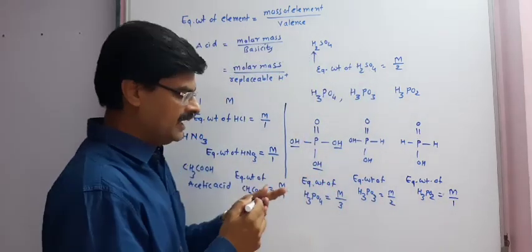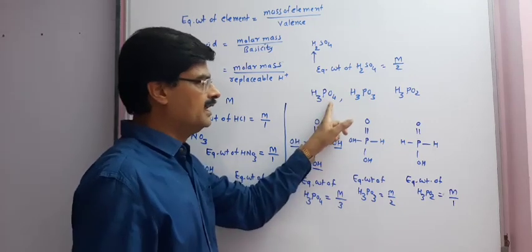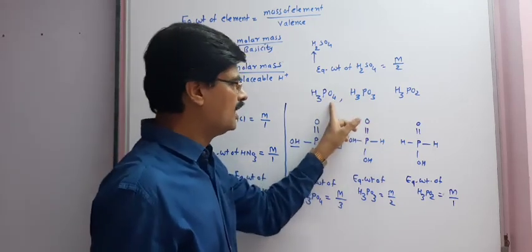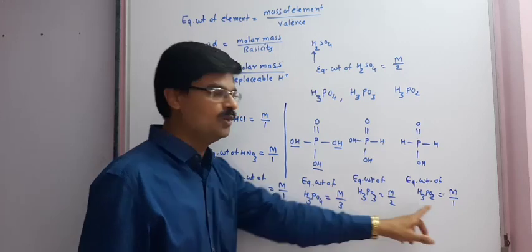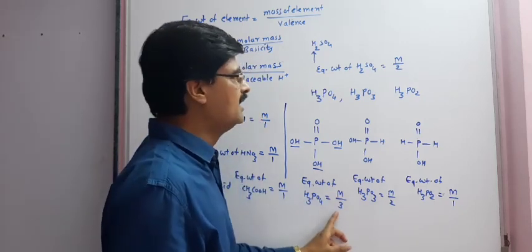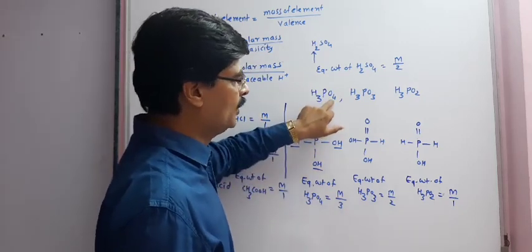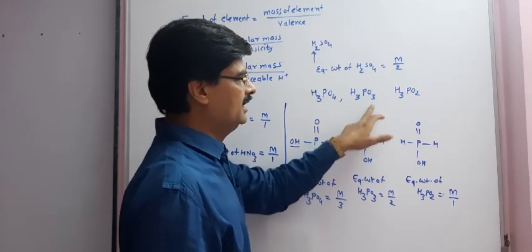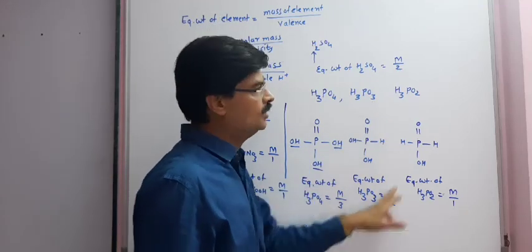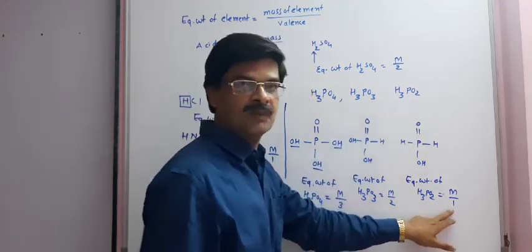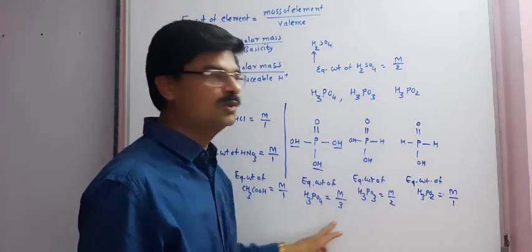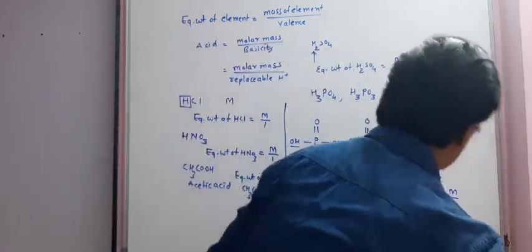So simply, one trick to remember the molar mass divided by 3, 2 and 1: here it is 4, so we write 3. Here it is 3, so we write 2. Here it is 2, we write 1. Or simply we can remember 1, 2, 3. Now another thing.